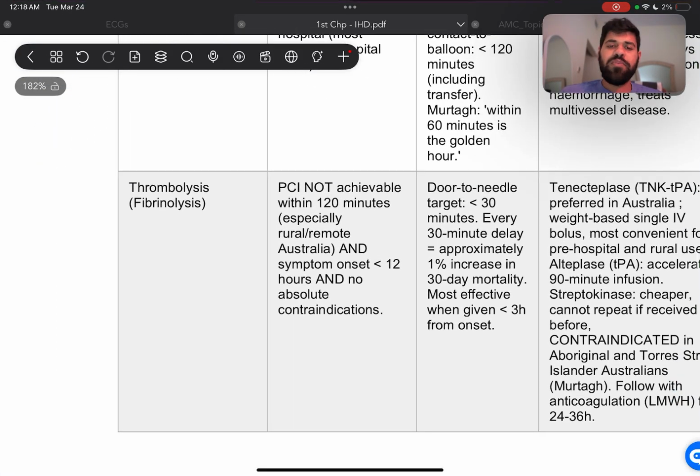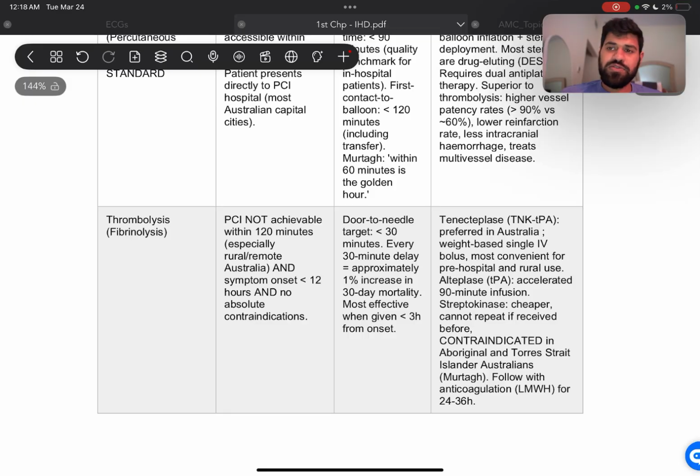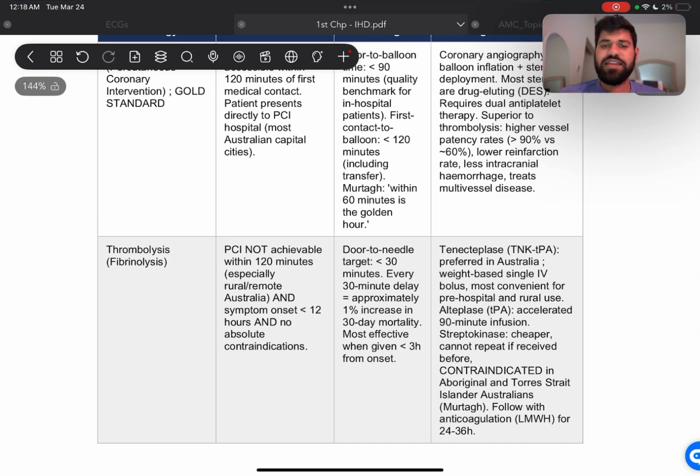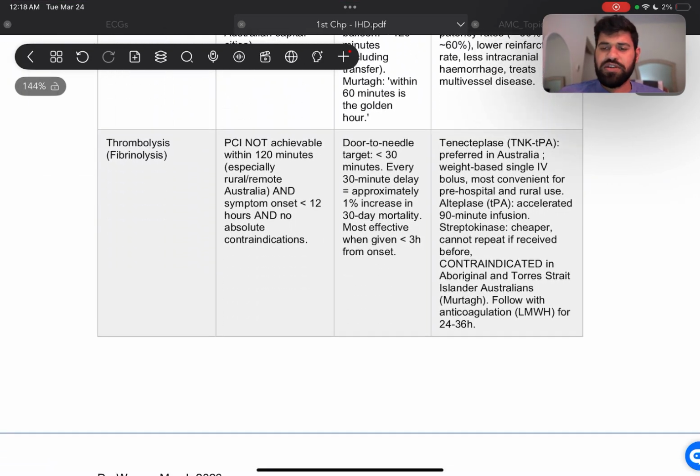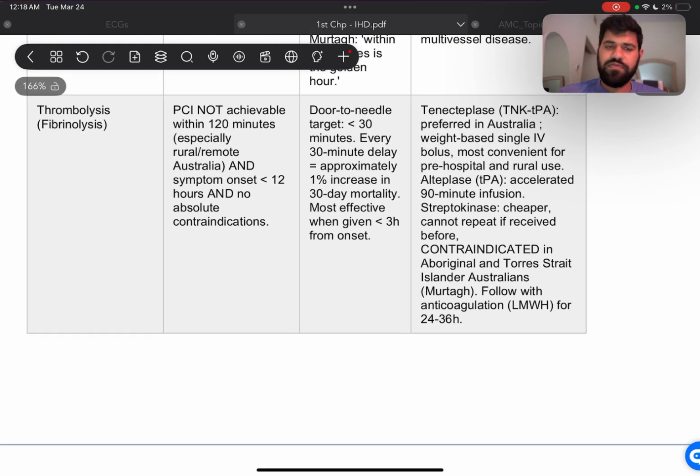All right, now coming to thrombolysis or fibrinolysis, this is only done if PCI is not achievable within 120 minutes. All right, for example, if they give you a scenario that you're in a GP clinic, or working in a rural clinic, or you're running camps for checking up on people. All right, now door to needle target is less than 30 minutes, so in this the time period is lesser than PCI. All right, and these are the drugs which are preferred or not. Contraindications, you can read that later on.